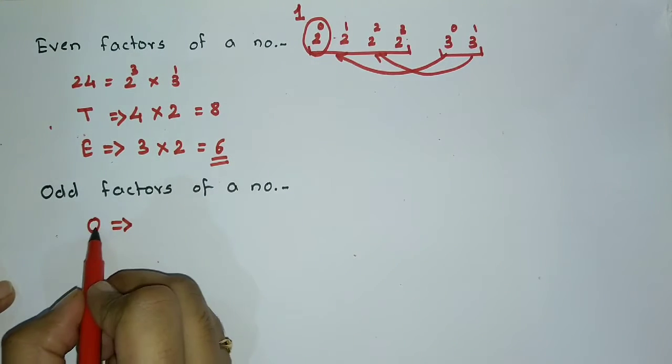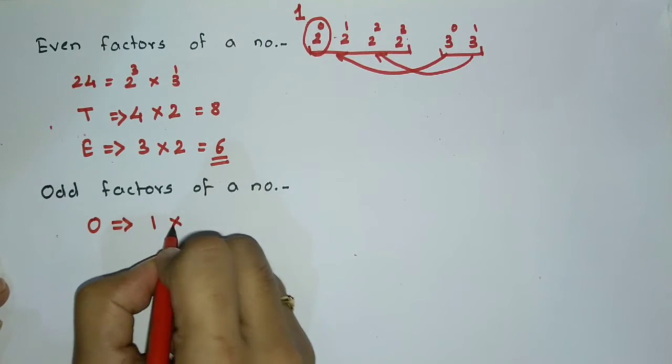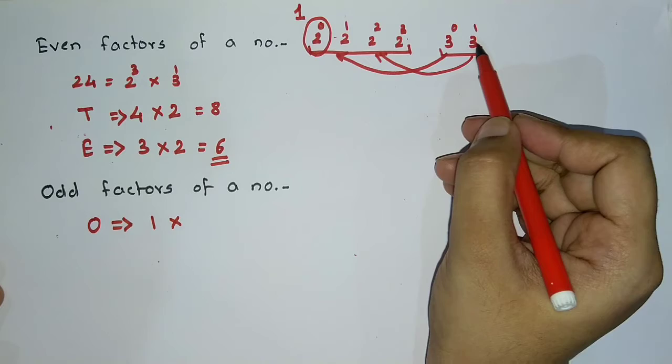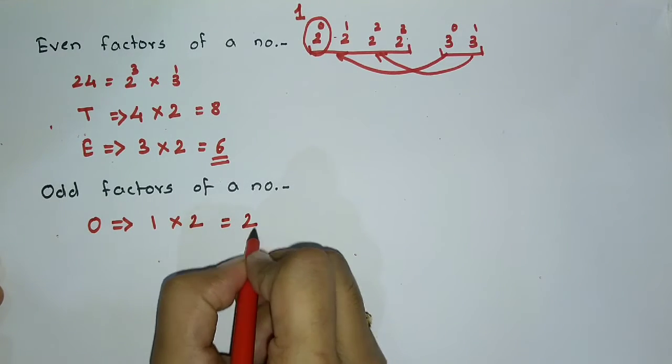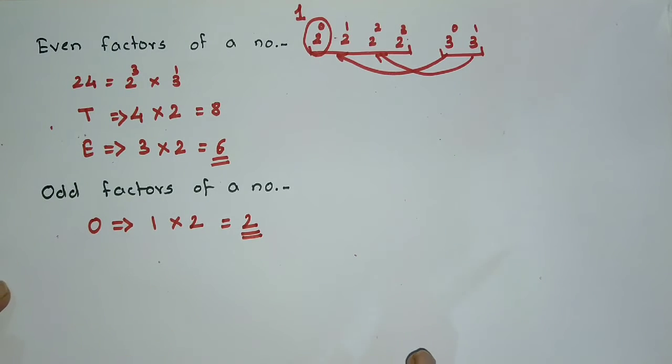I will denote number of odd factors with capital O. Okay. So one number, and then we are going to multiply with two numbers. First with 3 raised to 0 and second time with 3 raised to 1. So there are two numbers. So total there are two odd factors of 24.